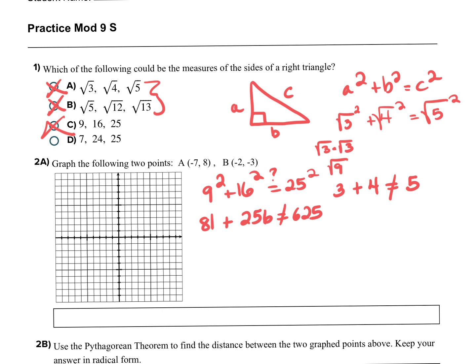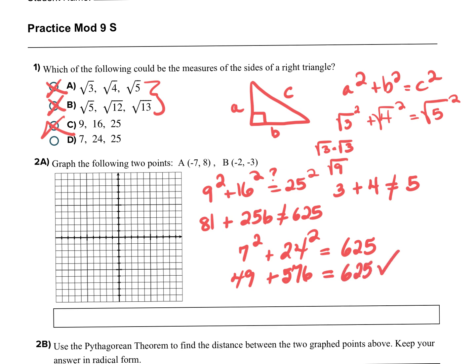So obviously our last answer is correct, but just to show you, 7 squared plus 24 squared, and we already did 25 squared, which was 625. Well, 7 squared is 49, and 24 squared is 576. And when you add 576 plus 49, you do get 625. So that's why 7, 24, and 25 is a Pythagorean triple and forms a right triangle.